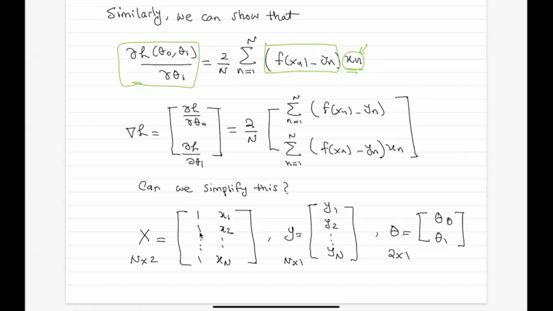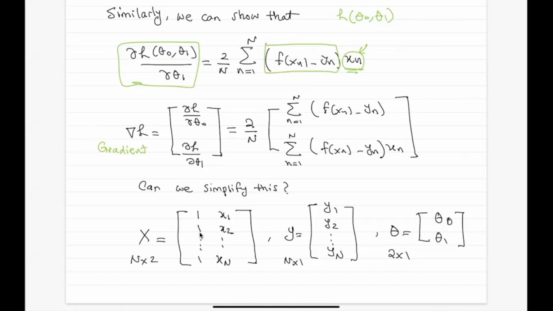One of the most important things that we have to remember in this case is that this loss function is a function of two variables, theta 0 and theta 1. These are the things that we want to optimize over. And since now we have a vector valued function, we can put all these partial derivatives into a vector, which is called the gradient. And this is the notation that we're going to use.